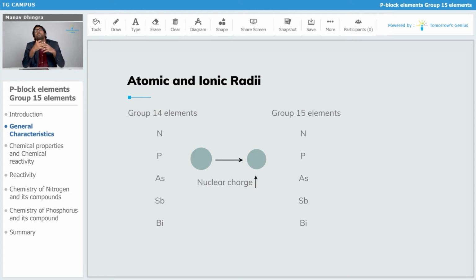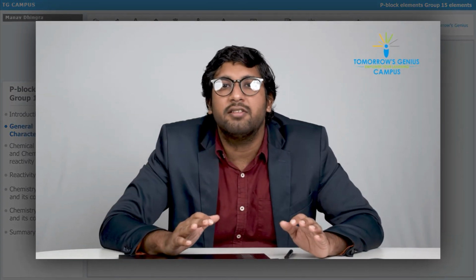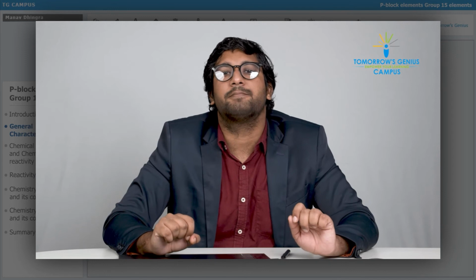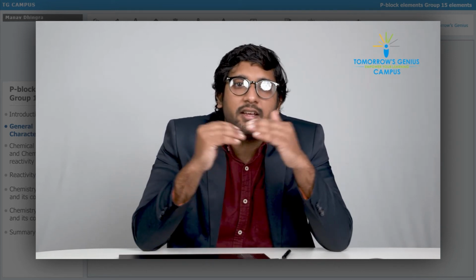Now, if I talk about the group itself, what will happen down the group? Down the group, size always increases, right? But in this case, as we know, the p block is full of anomalies, full of exceptional cases. What we expect is that down the group, the size should increase, but the increase in size is not that much.